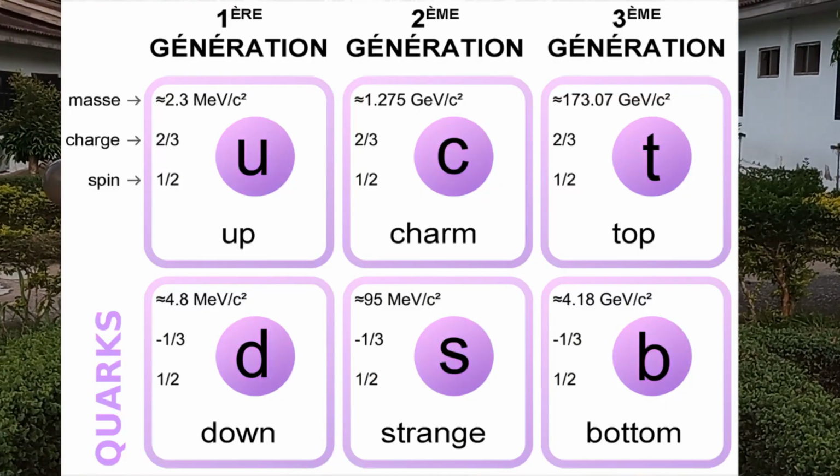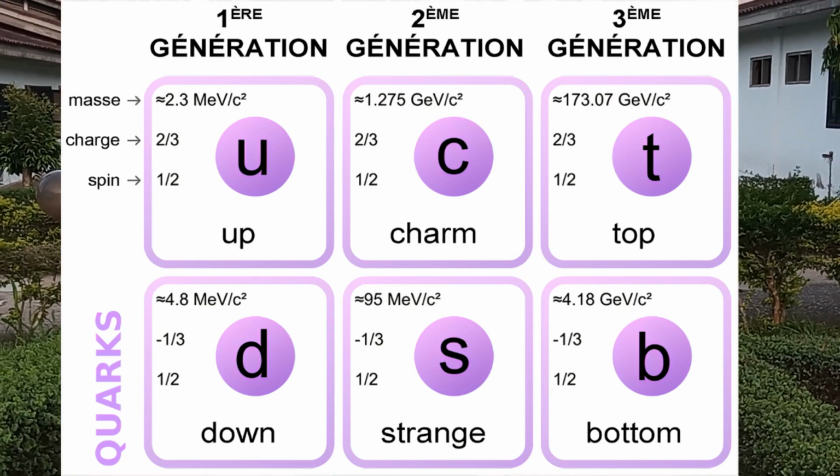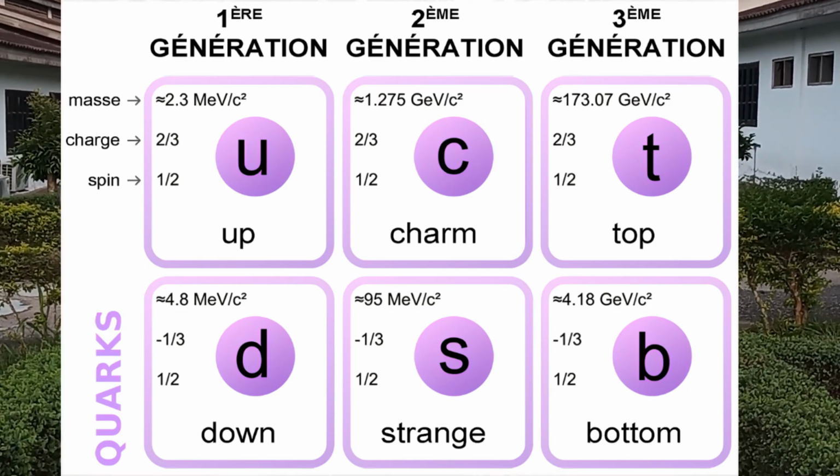Now, there are six flavors of quarks, and I'm sure you must be wondering why they are called flavors. So we have the up quark, the down quark, the top quark, the bottom quark, the charm quark, and the strange quark. Let's take the proton for example. The proton is made up of three quarks, and this is what makes it a baryon. It consists of two up quarks and then one down quark, and that is why it has a charge of +1.